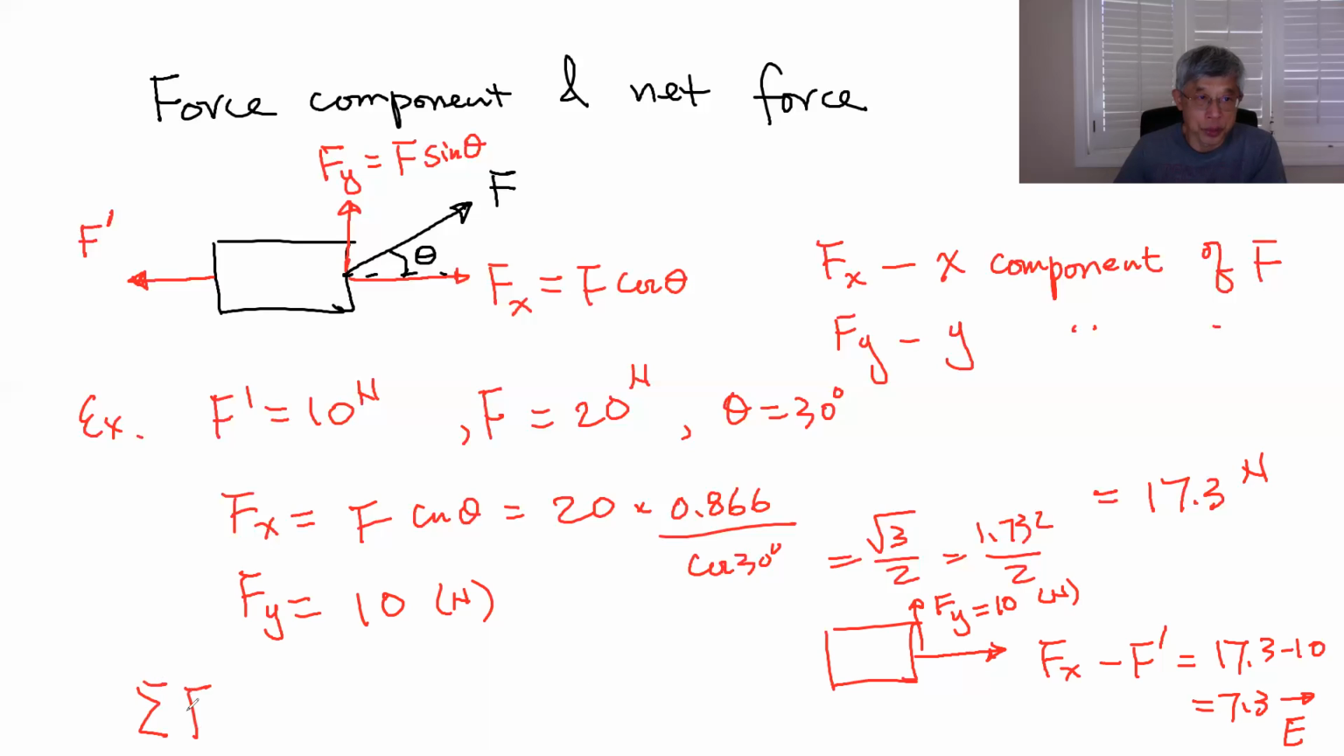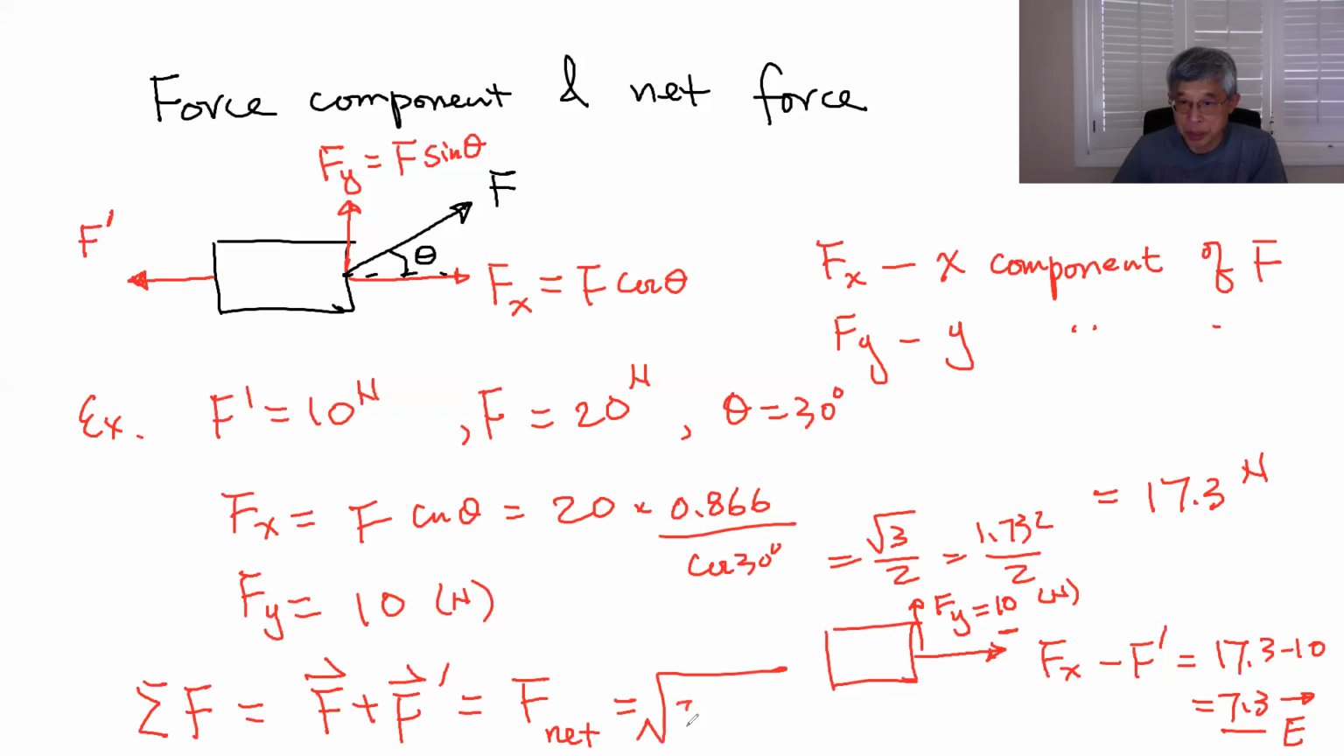So the summation of forces is equal to the vector F plus the vector F prime, which is equal to F net, and it's a vector. And this vector has the components 7.3 in the x direction and 10 in the y direction. So the magnitude is the square root of 7.3 squared plus 10 squared. You can go and compute it; I'm not going to compute it. And then the angle will be this one here.